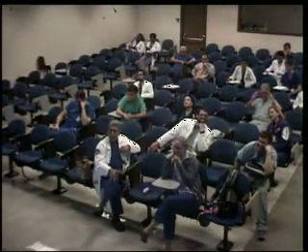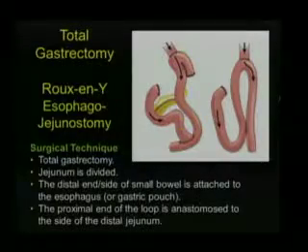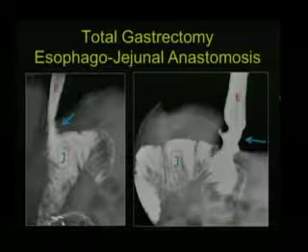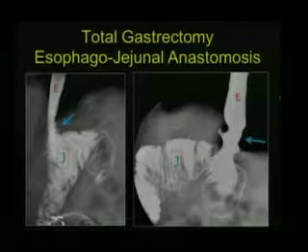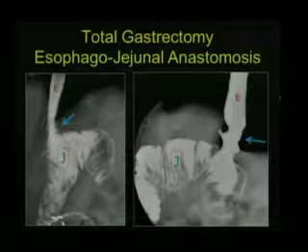Okay, so total gastrectomy, this is very quick, okay? Roux-en-Y. So we have to become familiar with the esophago-jejunal anastomosis, okay? And this is the typical picture when we perform the fluoroscopic exams. This is the esophagus, this is the small bowel, it's an end-to-side anastomosis. This is the jejunum, okay, here.